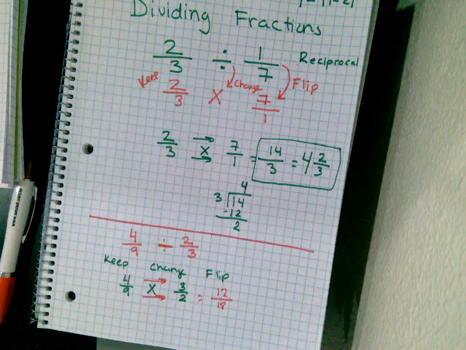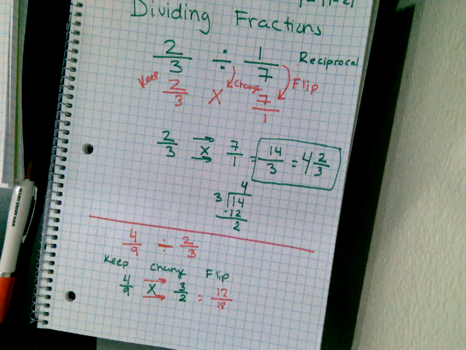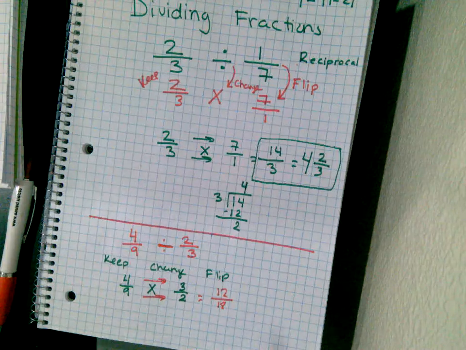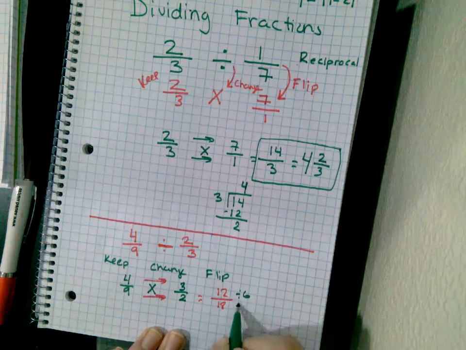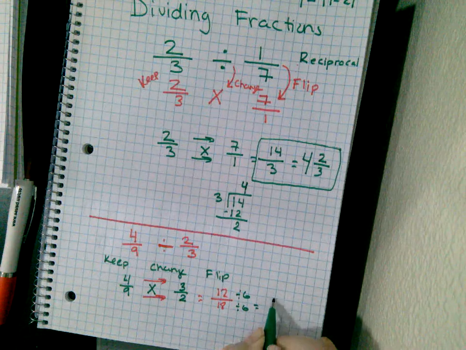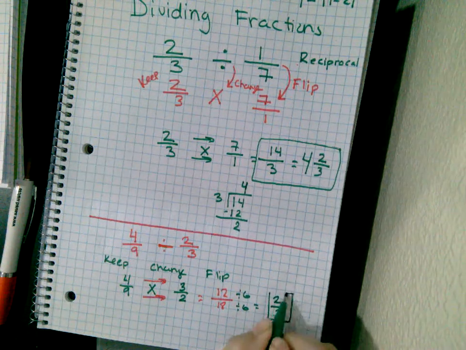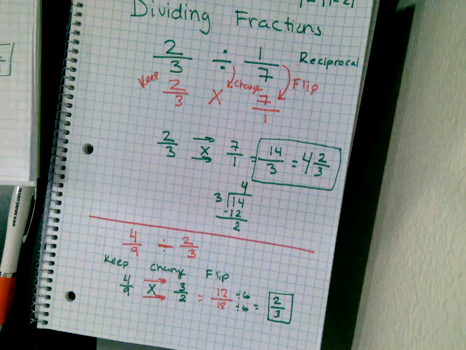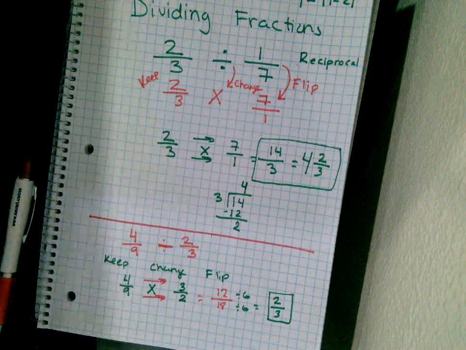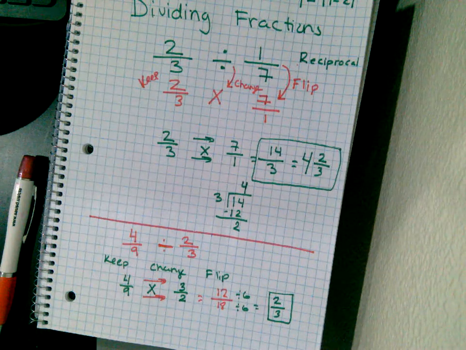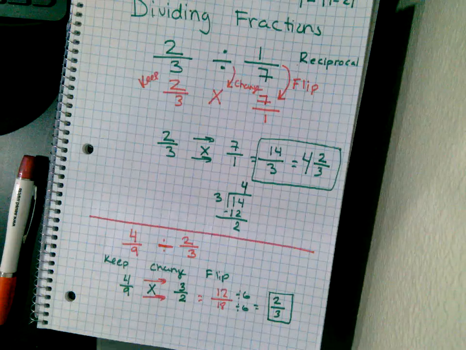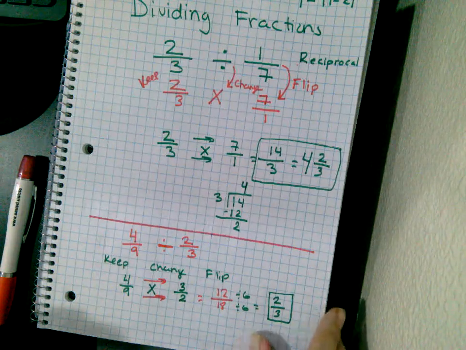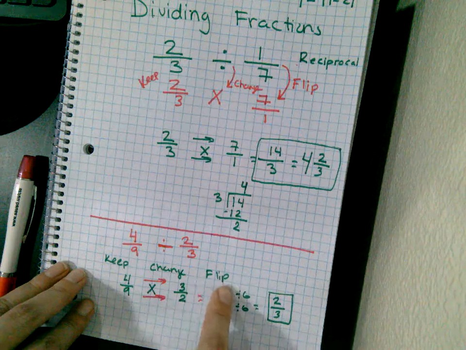Now, before I type that in as my final answer on like an exit ticket, I gotta go, can I simplify this? Yes. I can simplify this by dividing by 6, and I get 2/3. This answer would be the correct answer and would give me points when it came to like an exit ticket. Okay? Any questions? All right. So again, keep, change, flip.